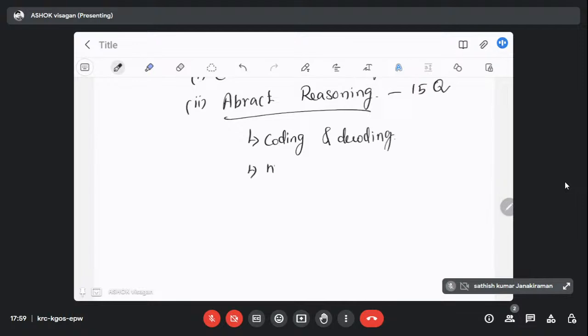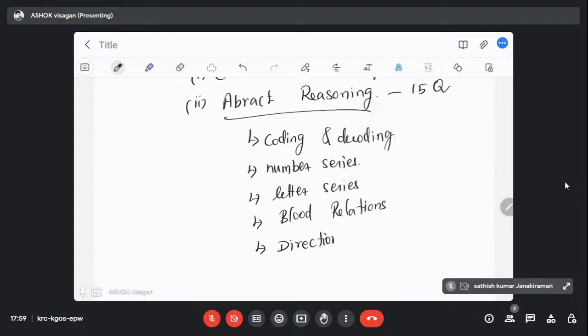The second one is number series. The third one is letter series. The fourth one is blood relation. The fifth one is directions. The next one is seating arrangements.